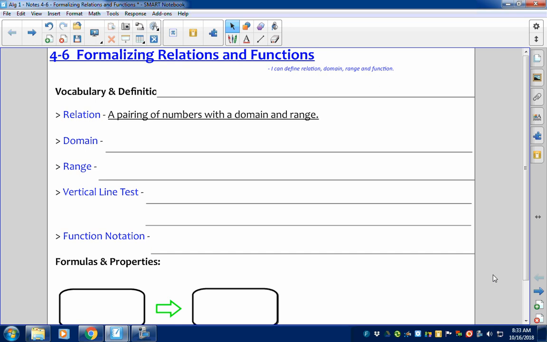A relation is really just a set of coordinates. That's all it is. Okay, a set of coordinates. Dots on a graph. That's what a relation is. And sometimes we connect the dots, sometimes we don't. When we connect them, it's called a continuous relation or function. And when we don't, it's called discrete.